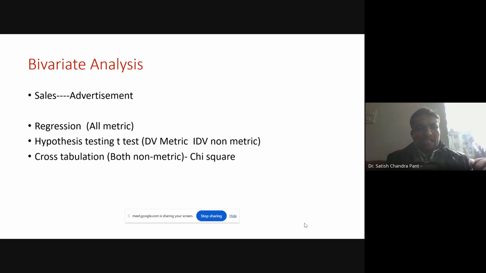So where to use the t-test, where to use the chi-square test, where to use regression in bivariate analysis depends on the type of your variables, right? So you are not free to choose your analytical tools. Analytical tools are to be chosen on the basis of the nature of your variables. I hope you have clarity on this.